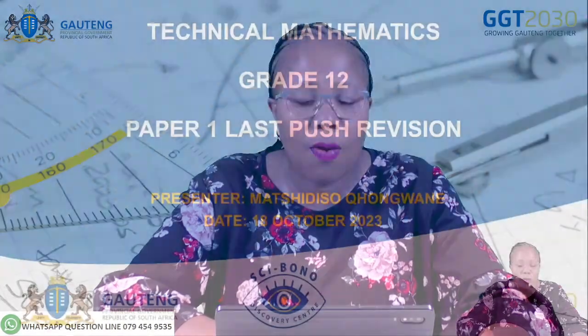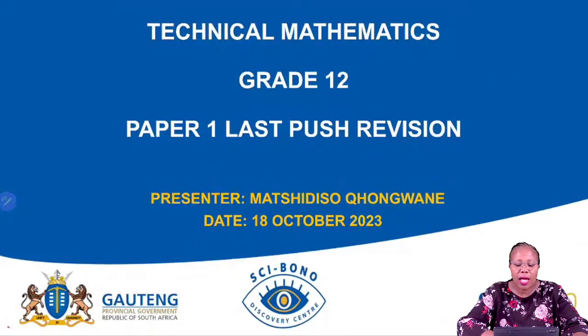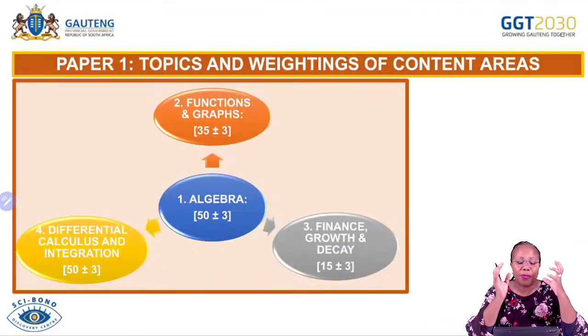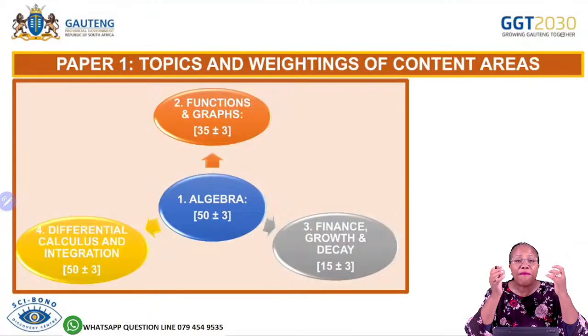Thank you very much. Now our today's lesson is on the last push, revision on paper 1. Remember grade 12, we have topics that are specifically for paper 1 and their specific weightings: algebra, functions and graphs, finance, growth and decay, and differential calculus and integration. Our focus for today will be on finance, growth and decay, together with differential calculus and integration. Look at the weighting or mark allocation for each topic.